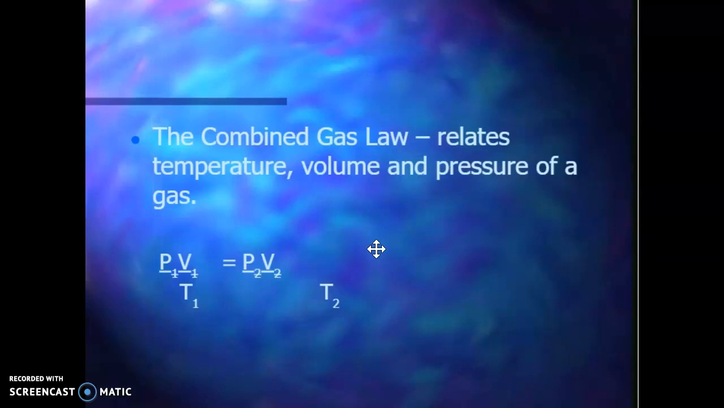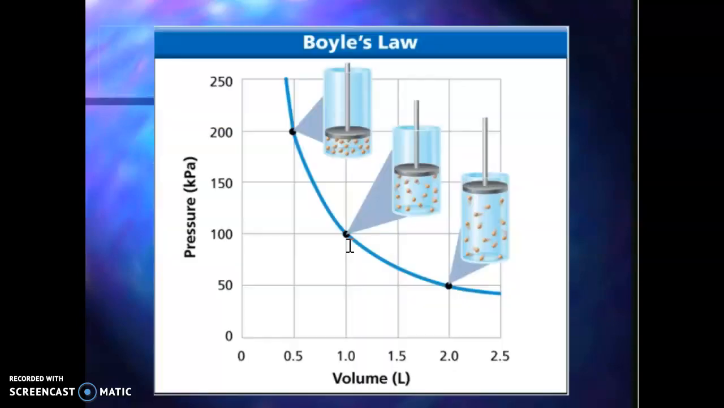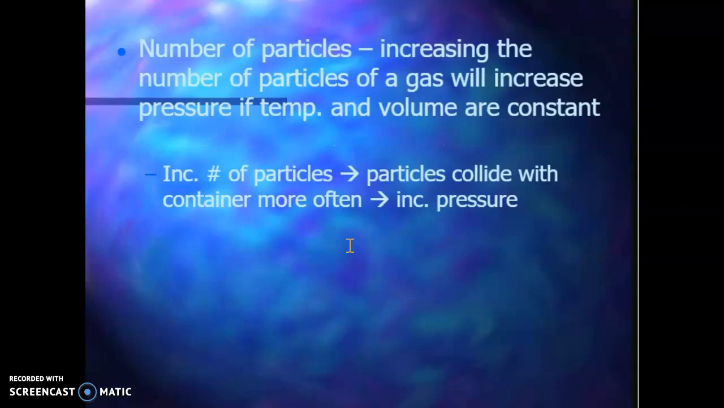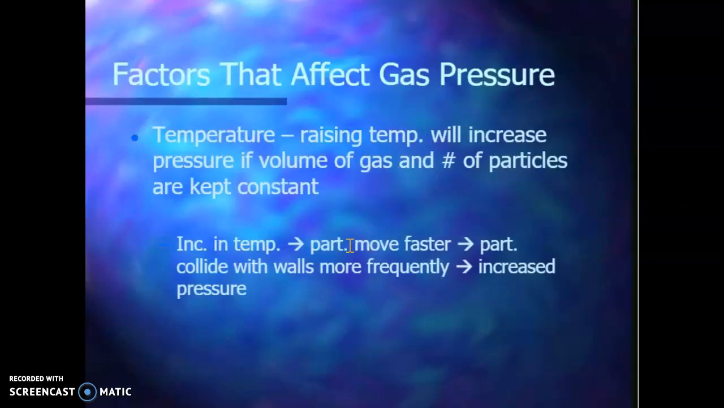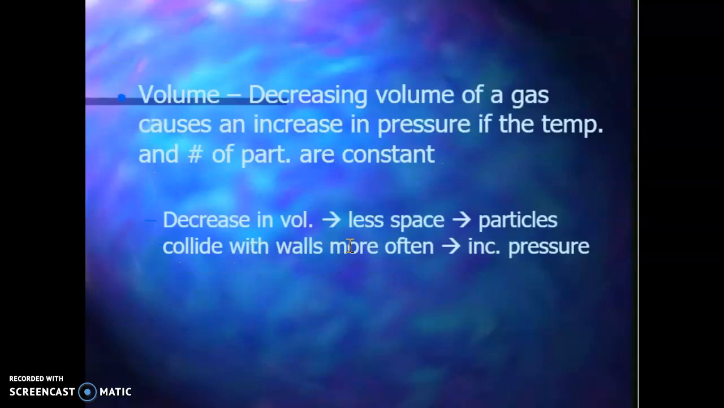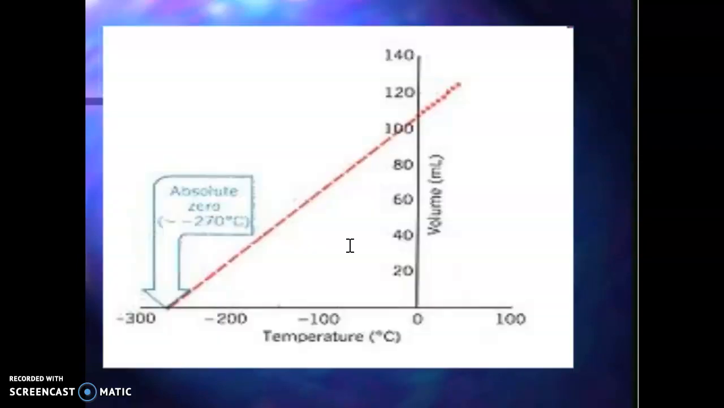If we combine these two gas laws, we get the combined gas law, which is the main law of this section. You have this expression: pressure 1 times volume 1 divided by temperature 1 equals pressure 2 times volume 2 divided by temperature 2. This law sums up everything we just talked about and relates the temperature, volume, and pressure of a gas. This section is not very long, but it's very important that you understand it, and most importantly, that you understand your two gas laws, as well as what pressure is, and how temperature, volume, and number of particles all affect the pressure of a gas.